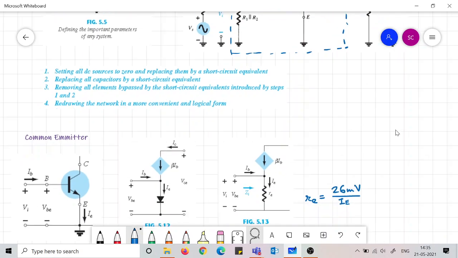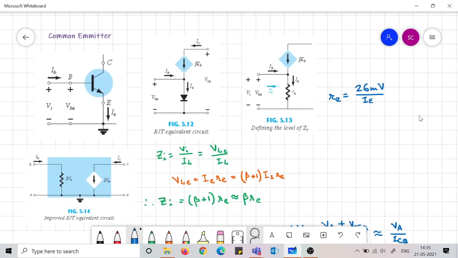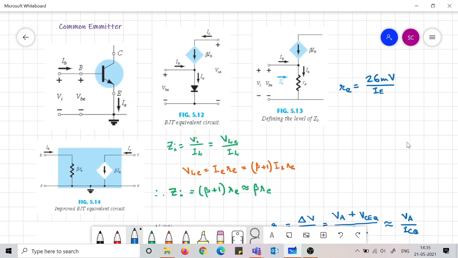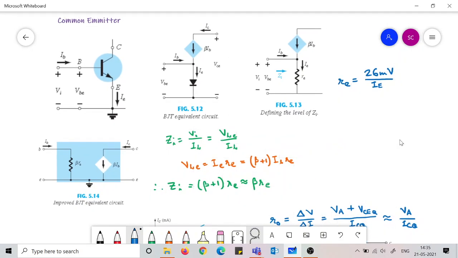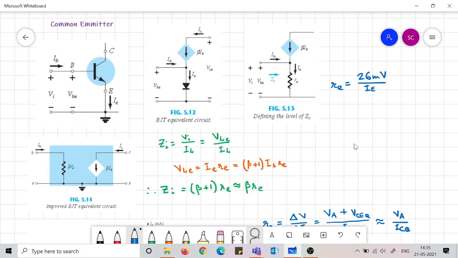And for the initial few configurations, we will calculate these parameters Zi, Z0 and the voltage gain. That is what your task will be. You will see in all these configurations that we will calculate the Zi, Z0 and the AV, or gain. AV is the gain actually.